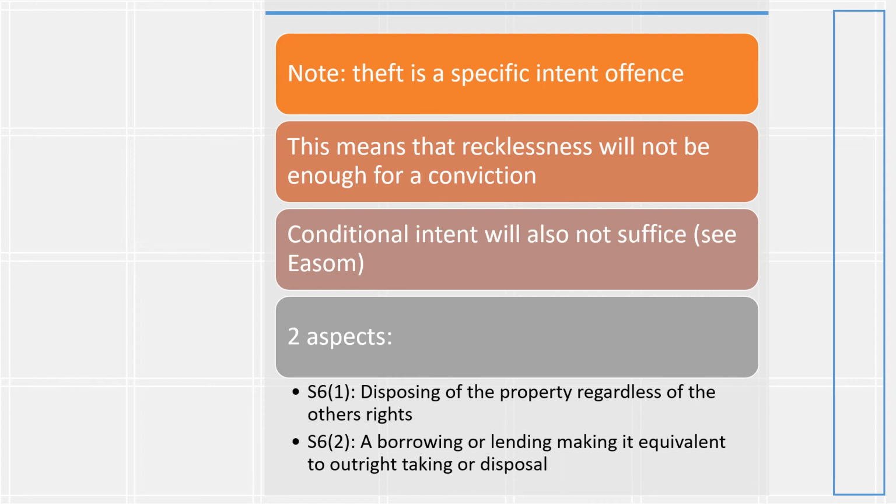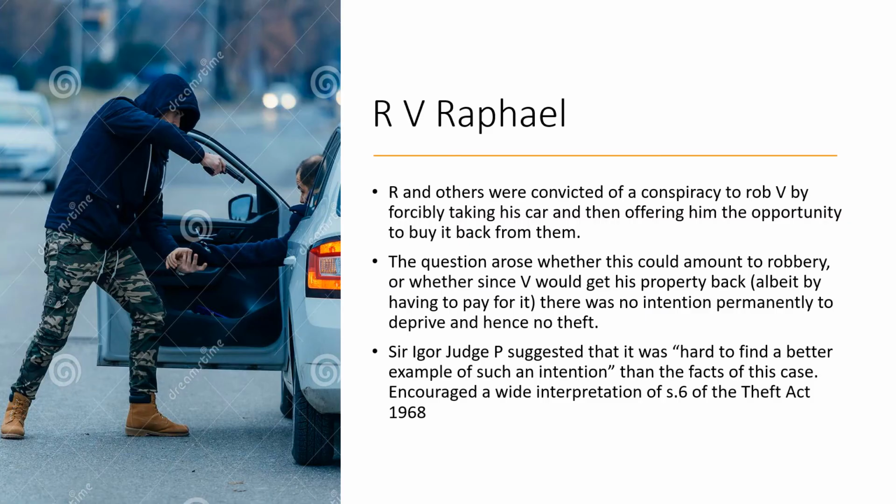Section 6(1) tells us disposing of the property regardless of the other's rights, or a borrowing or a lending, making it equivalent to outright taking or disposal. So in Raphael and others, they were convicted of a conspiracy to rob the victim by forcibly taking his car and then offering him the opportunity to buy it back from them. The question arose whether this could amount to robbery, or whether, since the victim would get his property back, albeit by having to pay for it, there was no intention to permanently deprive, and hence no theft. And the judge in this case suggested it was hard to find a better example of such an intention.